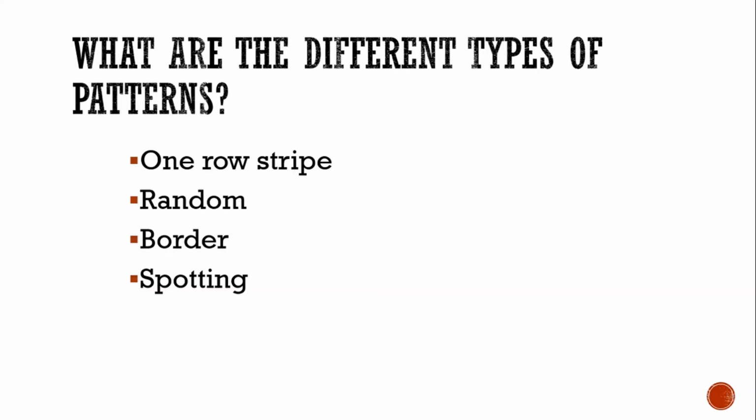Now here are the pattern arrangement styles that we'll be looking at. We have one row stripes, random, border, and spotting.